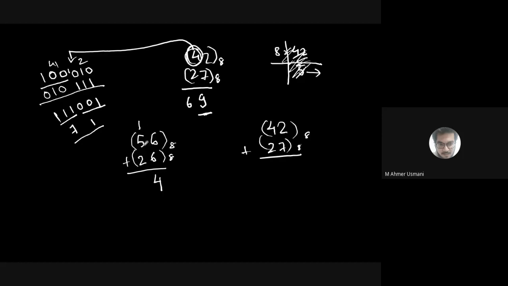5 plus 2 is nothing but 7. 7 plus 1 is nothing but it is 10. So 0 will be over here, 1 will be carry, so 1 will come down. So it is nothing but 104. We'll try to do in binary now.